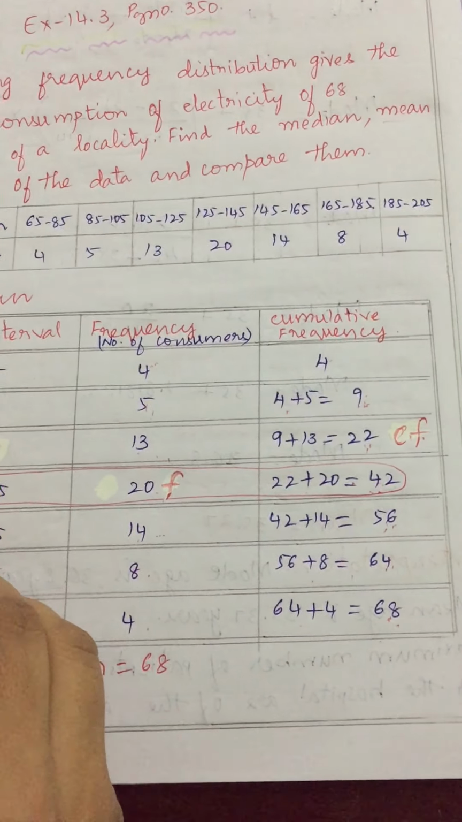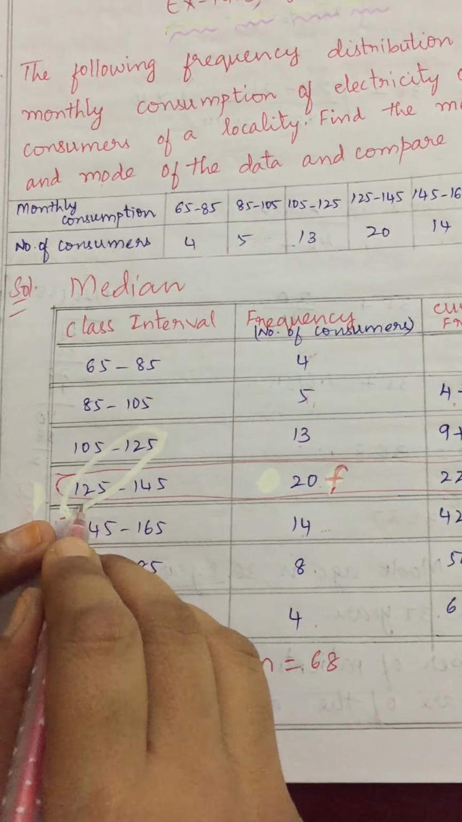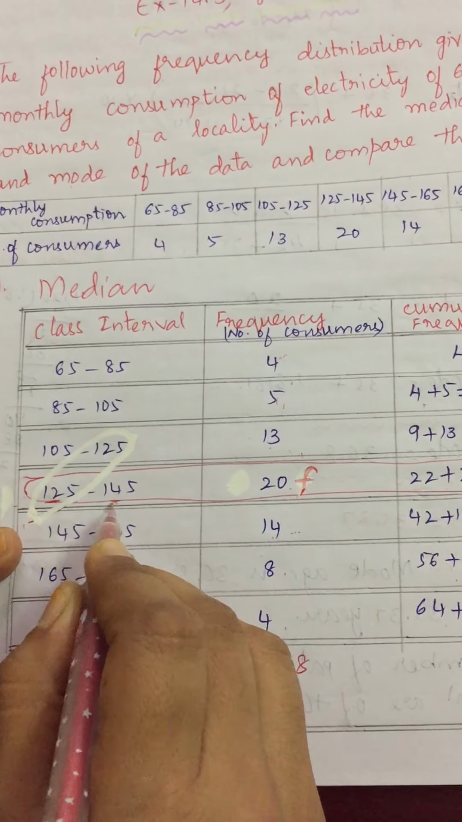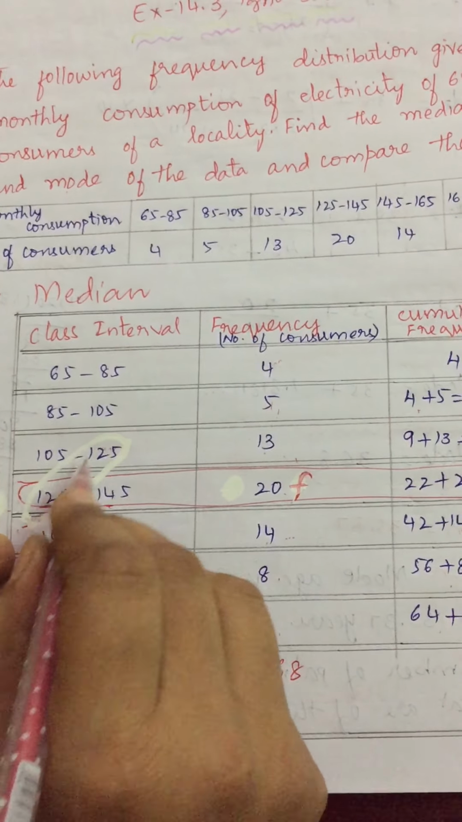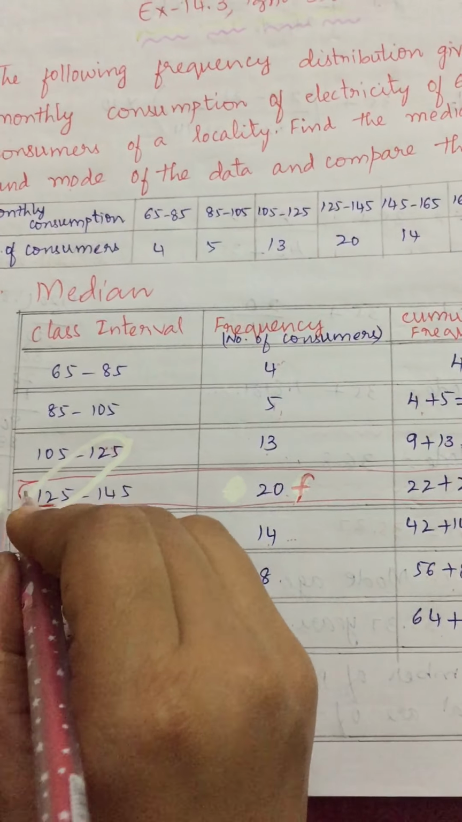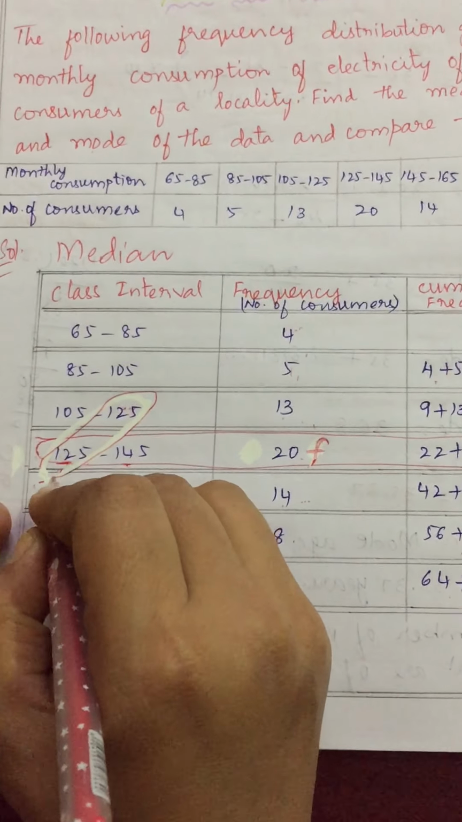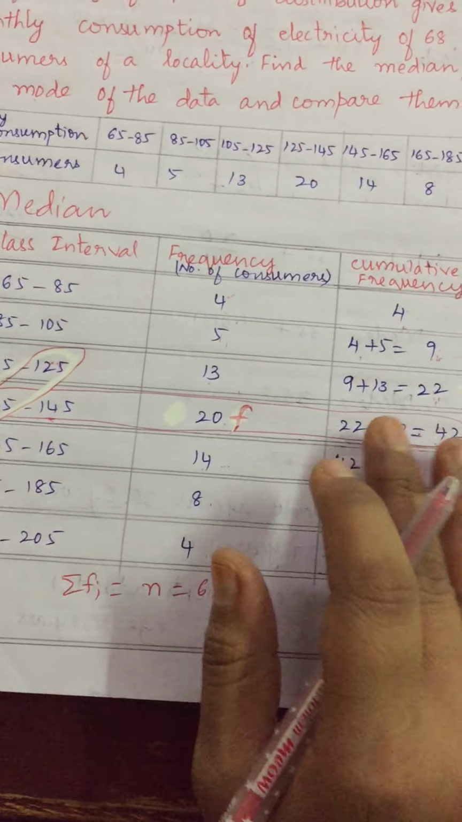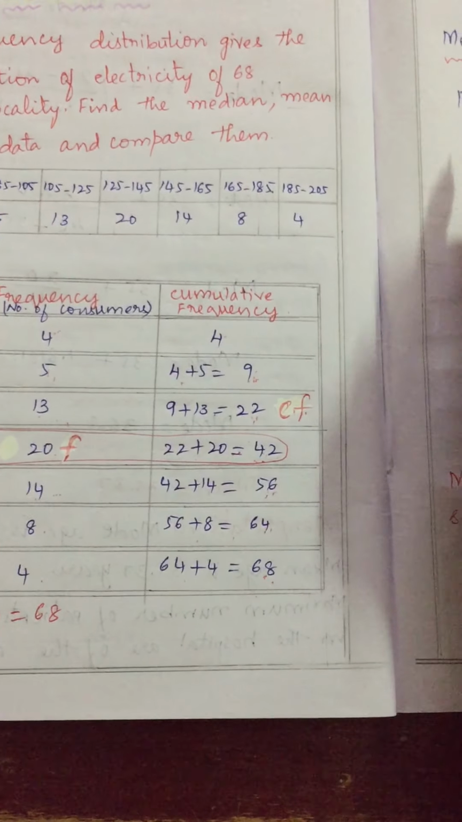See the frequency column, come here. See in the class interval, lower boundary is 125, upper boundary is 145. See whether it is continuous or discontinuous. 125 and 145, it is continuous only, so that's why we are circling. That is nothing but lower limit. Am I clear, children?